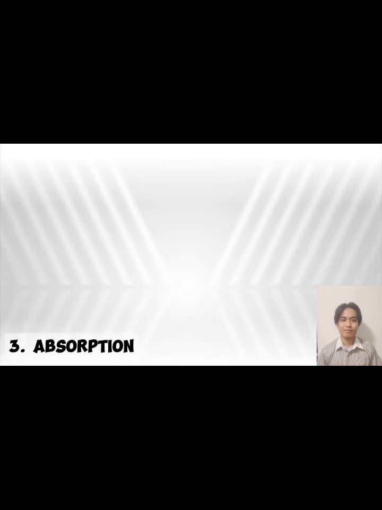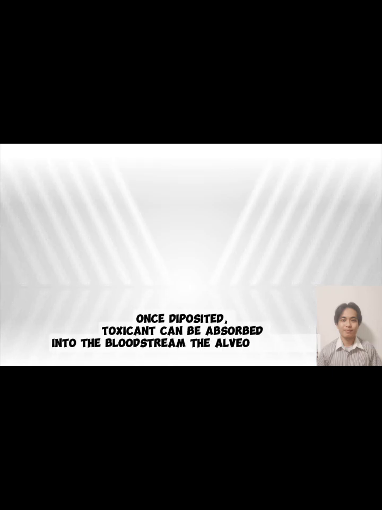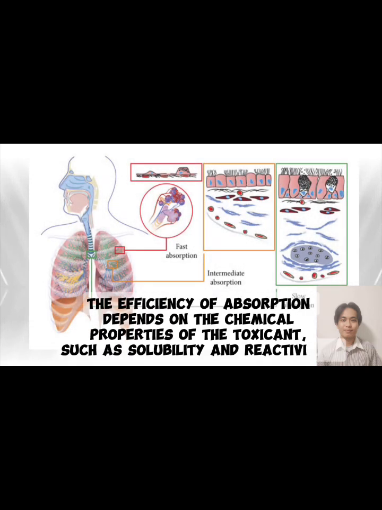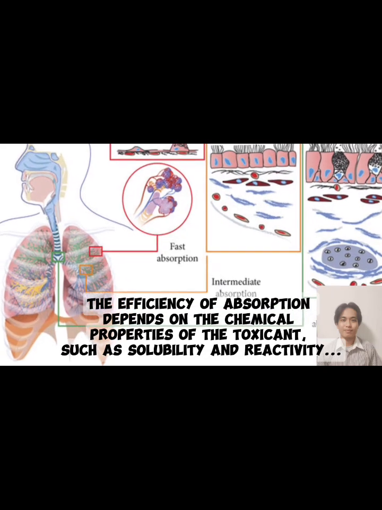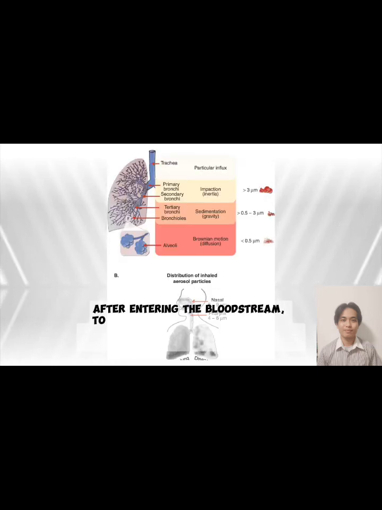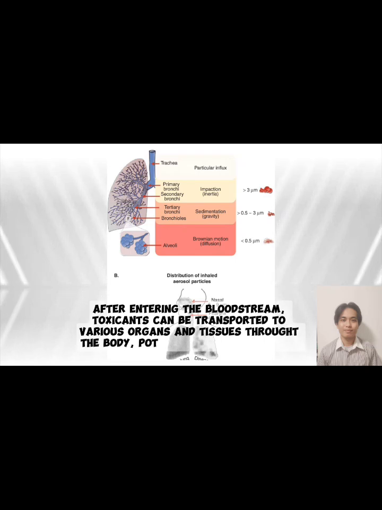Number three is absorption. Once deposited, toxicant can be absorbed into the bloodstream through the alveolar walls. The efficiency of absorption depends on the chemical properties of the toxicant, such as solubility and reactivity. So, number four is distribution. After entering the bloodstream, toxicant can be transported to various organs and tissue throughout the body, potentially causing harm.